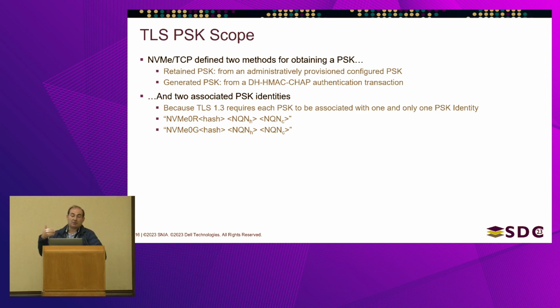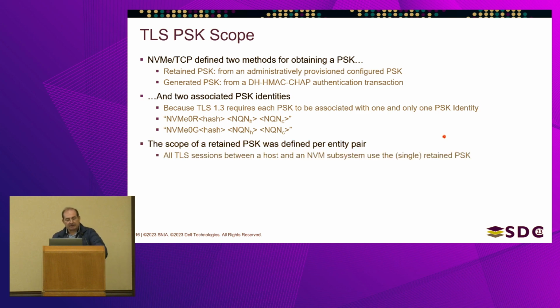And so we defined two types of PSKs and two types of PSK identities. One for the retained PSK, you see NVMe format identifier 0, retained PSK, the hash that we are going to use in this TLS transaction, and the two NQNs, the two identities, host and controller, host and subsystem, that are going to communicate. Or for the generated PSK, same structure, but we have a G rather than an R. So we have these two identities that allow us to uniquely identify the PSK that a TLS client and TLS server need to use in order to set up the TLS connection.